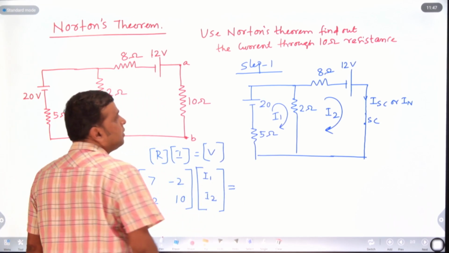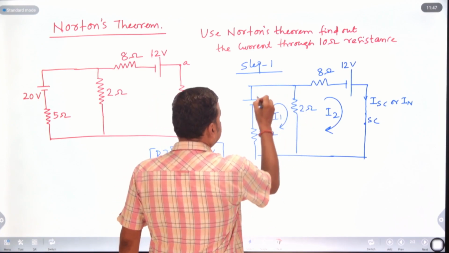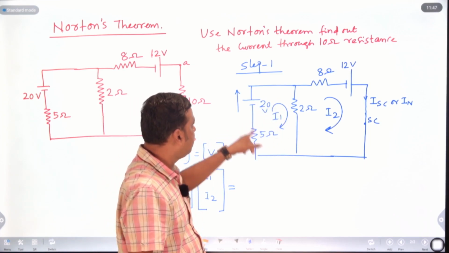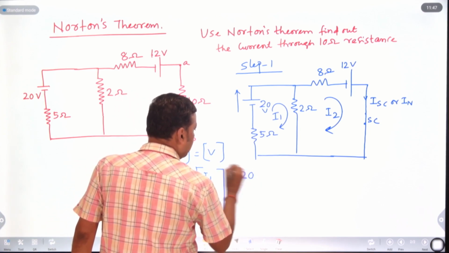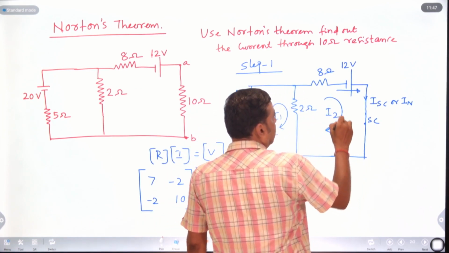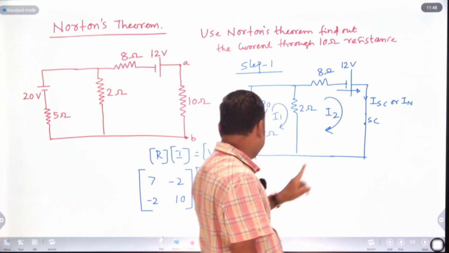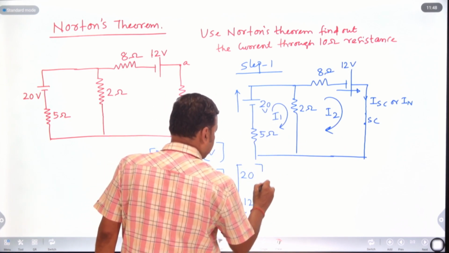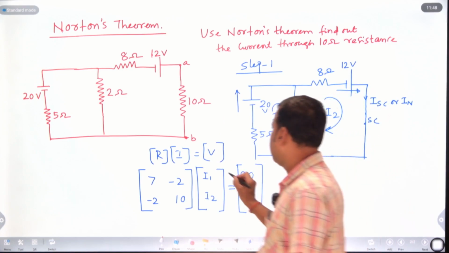Then the voltage: the first loop voltage is 20 volt. If the current direction goes through the voltage from minus to plus, it is positive. Here the direction of current I1 is the same as this voltage direction, so it will be plus. That's why in place of voltage V1 you can write 20. Similarly, the voltage direction from minus to plus is positive, and if you observe, loop current I2 is the same as this voltage direction, so in place of V2 you will put 12.